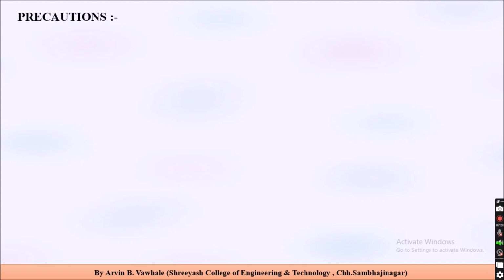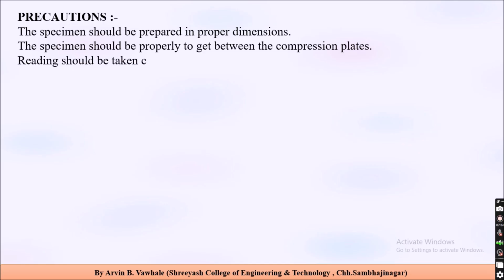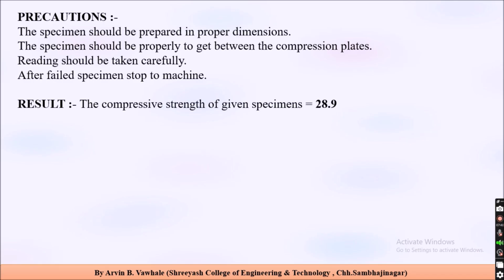Precautions: the specimen should be prepared in proper dimensions. The specimen should be properly set between the compression plates. Readings should be taken carefully. After the specimen has failed, stop the machine. Result: the compressive strength of the given specimens is 28.9292 Newton per mm square.